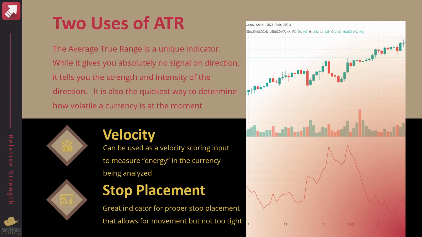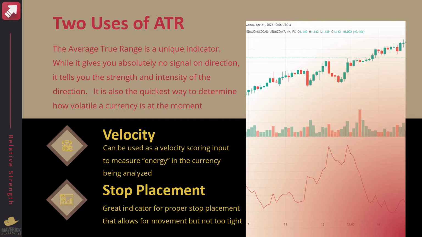Let me just read this. The average true range is a unique indicator. It gives you no signal on direction. It simply tells you the strength and intensity of the direction it's going. Actually, it doesn't even tell you that, because if you had really big up candles followed by really big down candles, followed by really big up candles, where the price didn't move anywhere for 14 days but there was huge volatility, that would show up as: right now there is a lot of volatility.